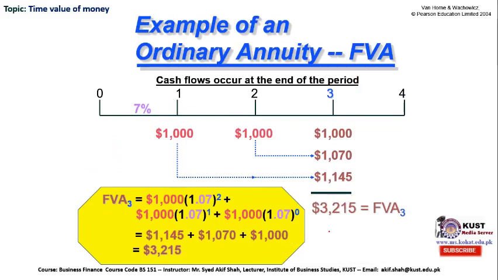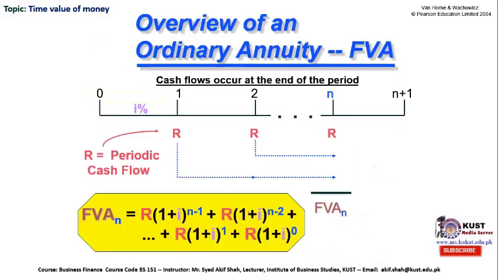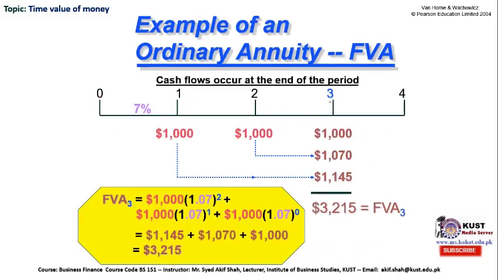So this is our basic example of an ordinary annuity. The question might be given to you in a narrative form, like a bank is offering you to invest your money in an ordinary annuity, which is of 3 years time period, and at the end of each period you are required to deposit $1000 at the compound annual interest rate of 7%. So what is the future value of this annuity?